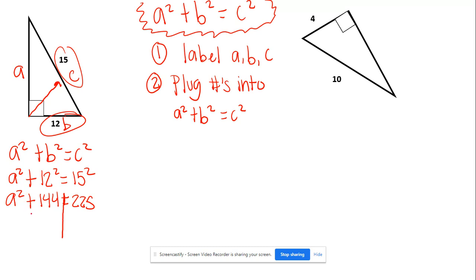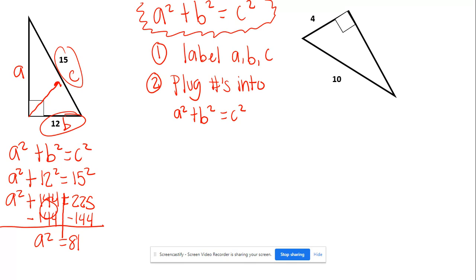Now, we need to get rid of this plus 144. We got to do the inverse operation. So the inverse of plus is minus 144 on both sides. Well, what's 144 minus 144? 0. Good. You guys should all know that. So a squared equals 81.